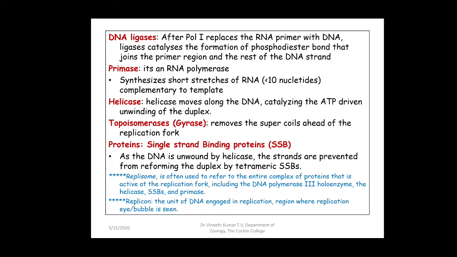The next category of enzyme is a helicase. Helicase moves along the DNA. It uses ATP and it unwinds the duplex. So unwinding or uncoiling the DNA is a function of the helicase.